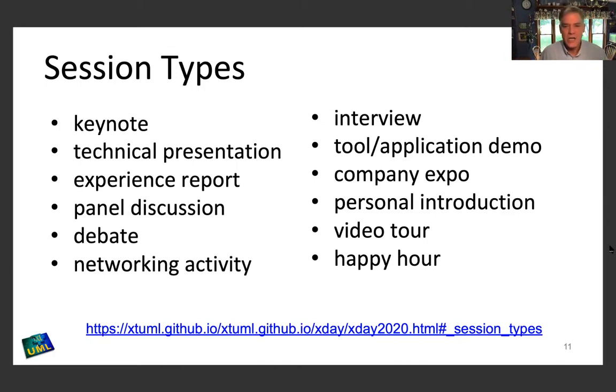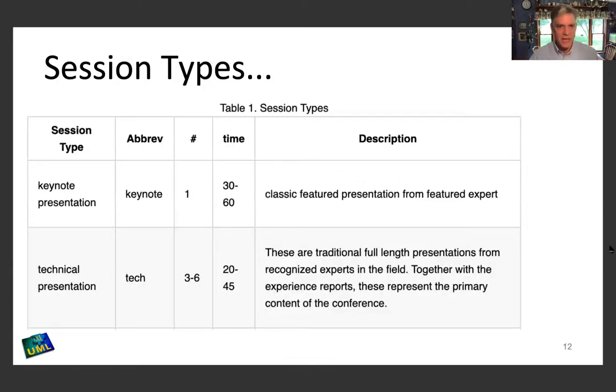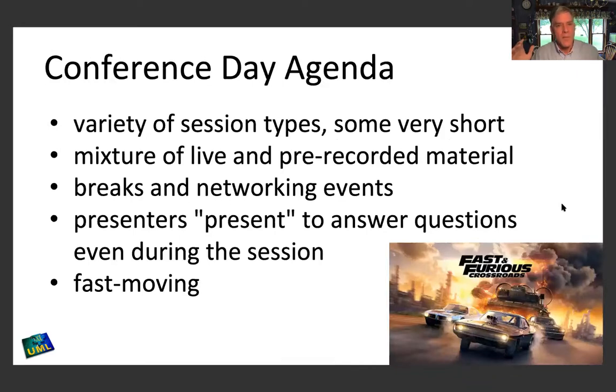Notice the link here takes you to a document that shows more description of these session types. Here's what the heading for that document looks like, just to help you interpret it. So we have the name of the session type and an abbreviation. This column gives the number of those types of sessions that we expect to have. We're only going to have one keynote. We expect to have 3 to 6 technical presentations. Then we're going to have a number of interviews and video tours and those sorts of things as the different session types. So familiarize yourself with those as you begin to prepare your material.